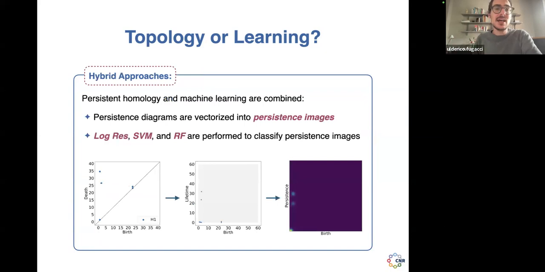Then the last class of approaches are hybrid approaches. It's just a name for saying that we combine persistence diagrams with machine learning approaches. Actually, we simply transformed persistence diagrams into vectors by using persistence images, and then we classify these persistence images by using the machine learning models that I mentioned before: logistic regression, SVM, and random forest.